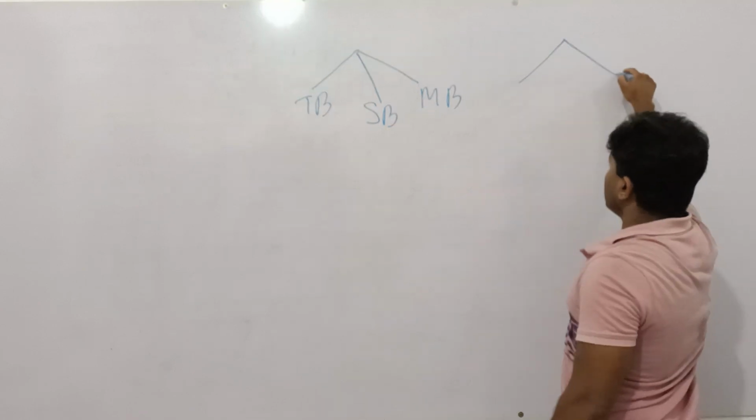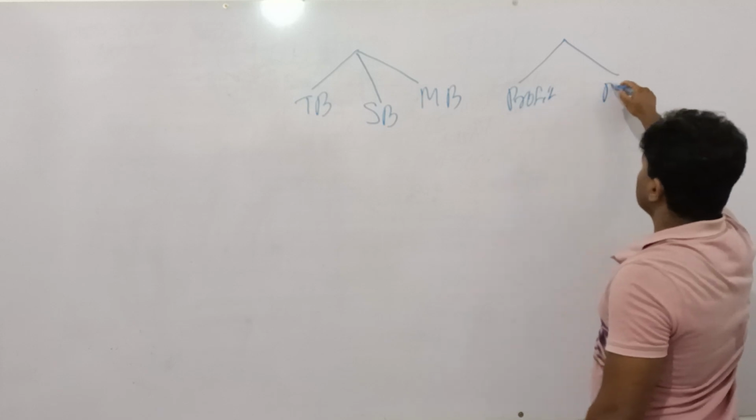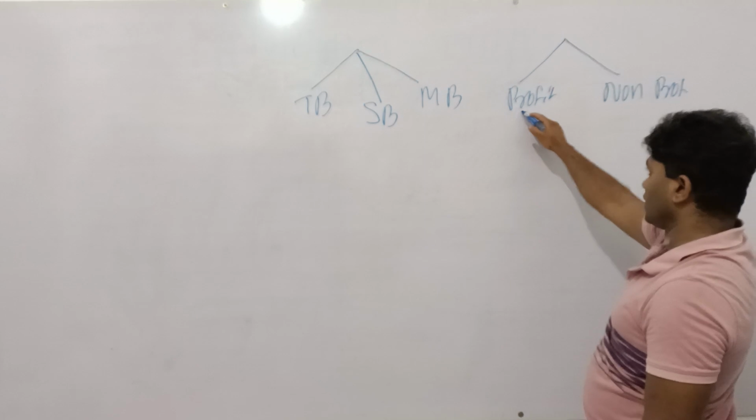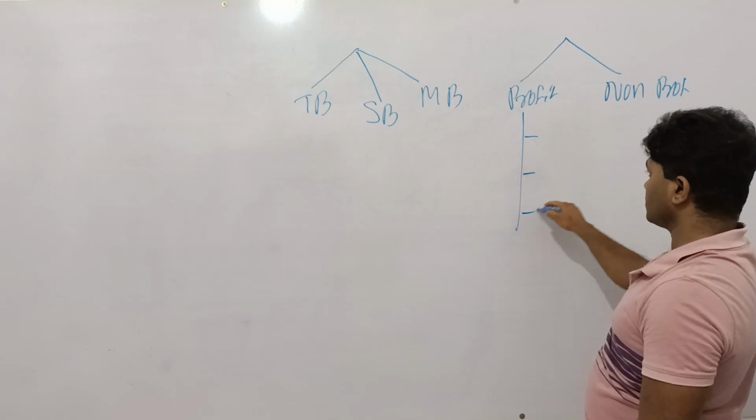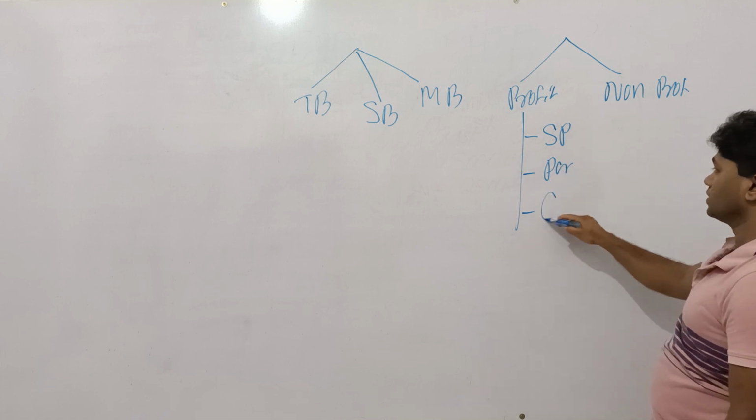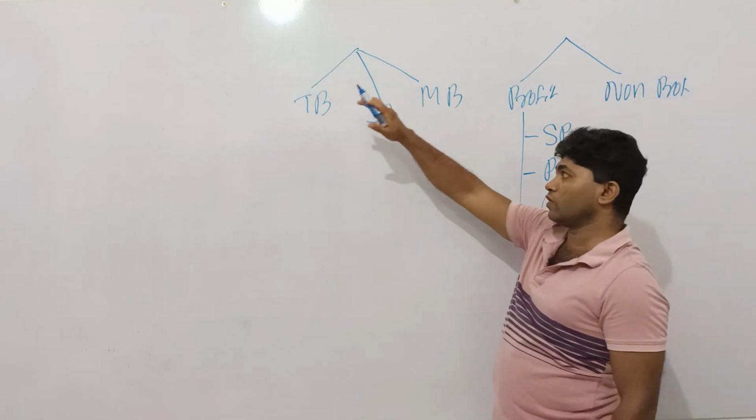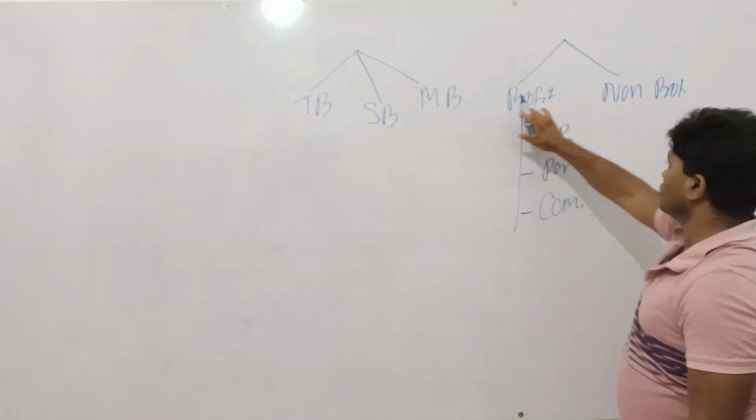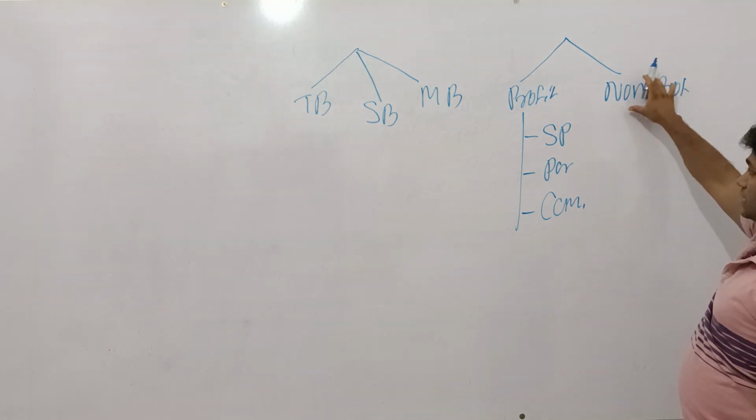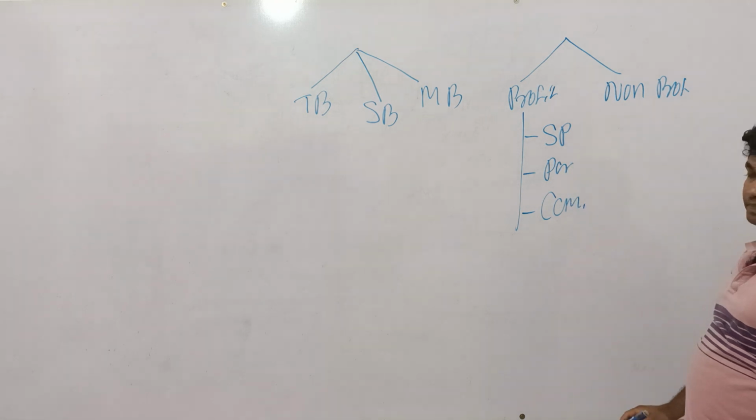Organization can be divided into two parts. First one, profit making organization, as well as non-profit organization. Profit making organization further can be divided into three parts: sole proprietorships, partnerships, as well as company. Those are the business we are going to discuss on this level, and those are the organizations: profit making organization, non-profit organization, sole proprietorships, partnerships, as well as company.